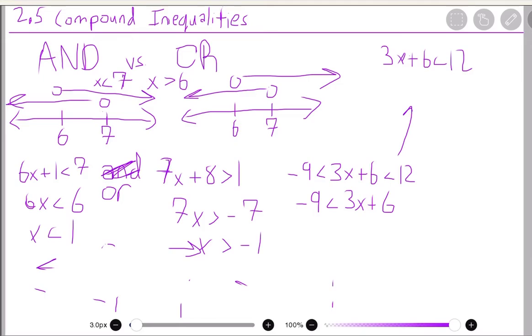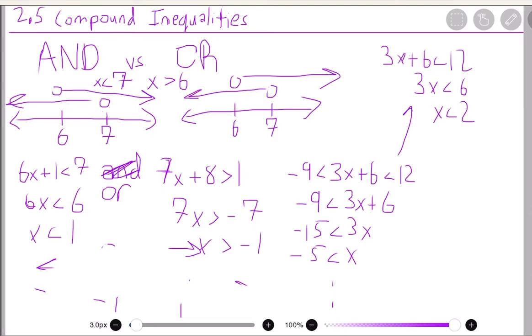Since they're put together like this and they're in one set, we would need to find the "and," or the intersection between both of them. So solving this, we would get 3x is less than 6, x is less than 2, and here we would get negative 15 is less than 3x, negative 5 is less than x.